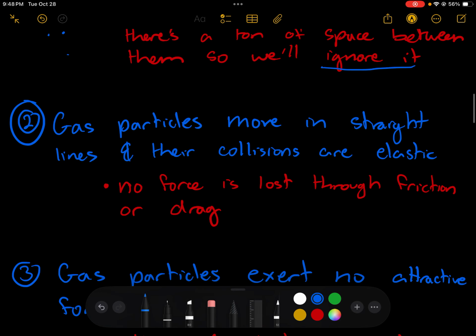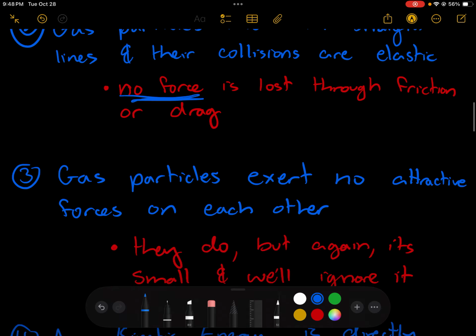Assumption number 2, gas particles move in straight lines and their collisions are perfectly elastic. Basically, it just means that gases aren't going to zigzag all over the place, and when they collide with something like each other or the wall of the container that they're in, none of that collision force is going to be lost through friction or drag or anything weird. It is, but we're going to ignore that.